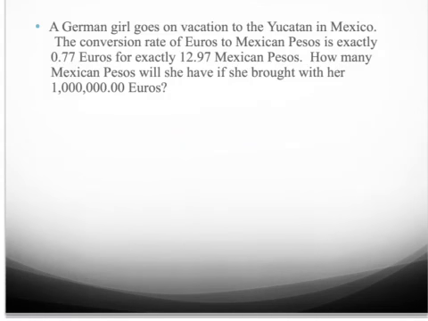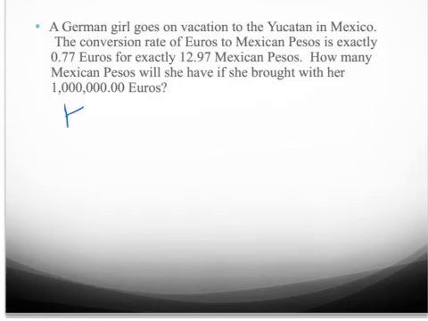The first problem states a German girl goes on vacation to the Yucatan in Mexico. The conversion rate of euros to Mexican pesos is exactly 0.77 euros for exactly 12.97 Mexican pesos. How many Mexican pesos will she have if she brought with her 1 million euros?